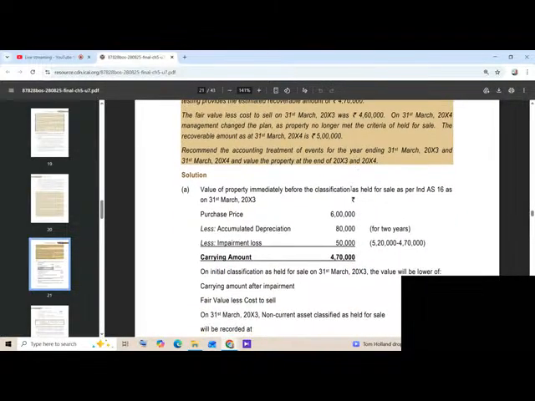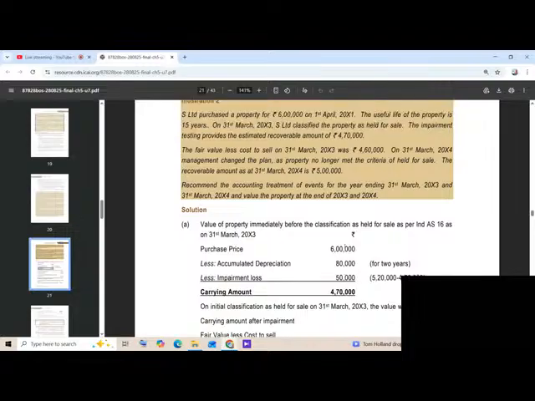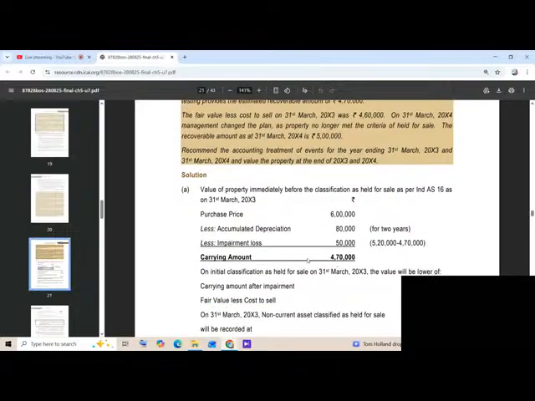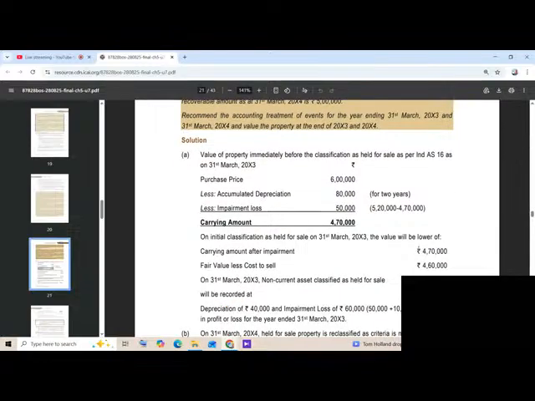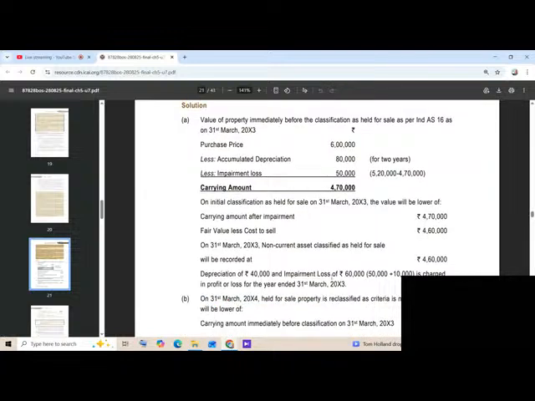So the value of property immediately before classification is 6 lakh, less the accumulated depreciation and the impairment loss, so the carrying amount is 4.7 lakh. On initial classification as held for sale on 31st March X3, the value will be the lower of 4.7 or 4.6, so 4.6. Depreciation of 40,000 and impairment loss of 60,000 is charged in profit and loss for the year ended 31st March X3.